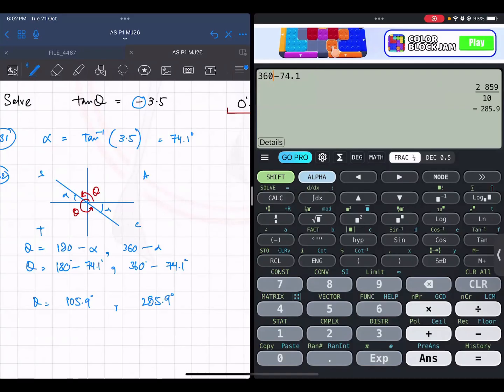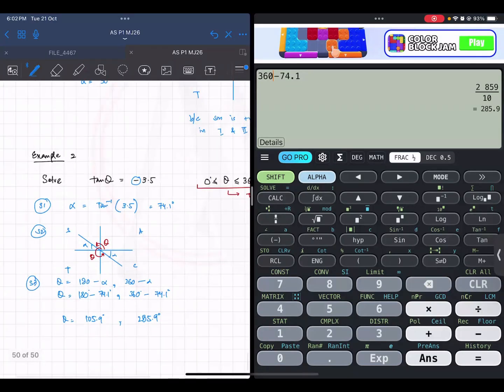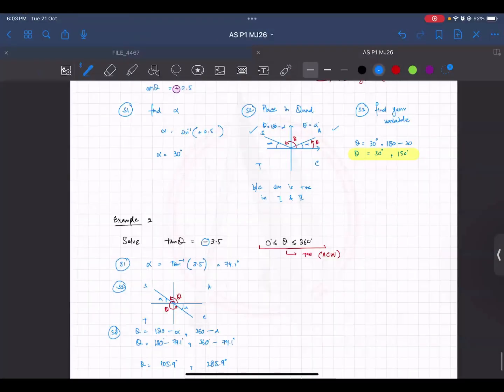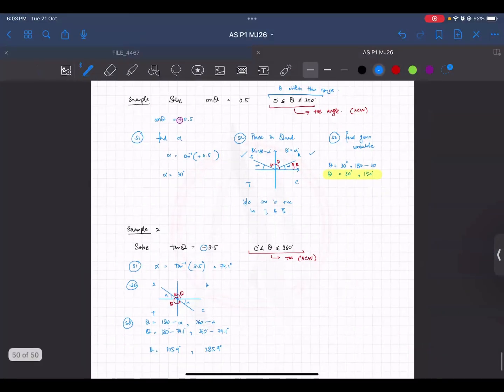And again, you can check your answers by substituting it back in the question. Look, tan 105.9, it is very, very close to negative 3.5. If we had taken the exact solution or increased the accuracy, then we would have gotten a closer value to negative 3.5. And if I take tan 285.9, look, again negative 3.5. So this means I've got the right answer. Any questions, anyone?